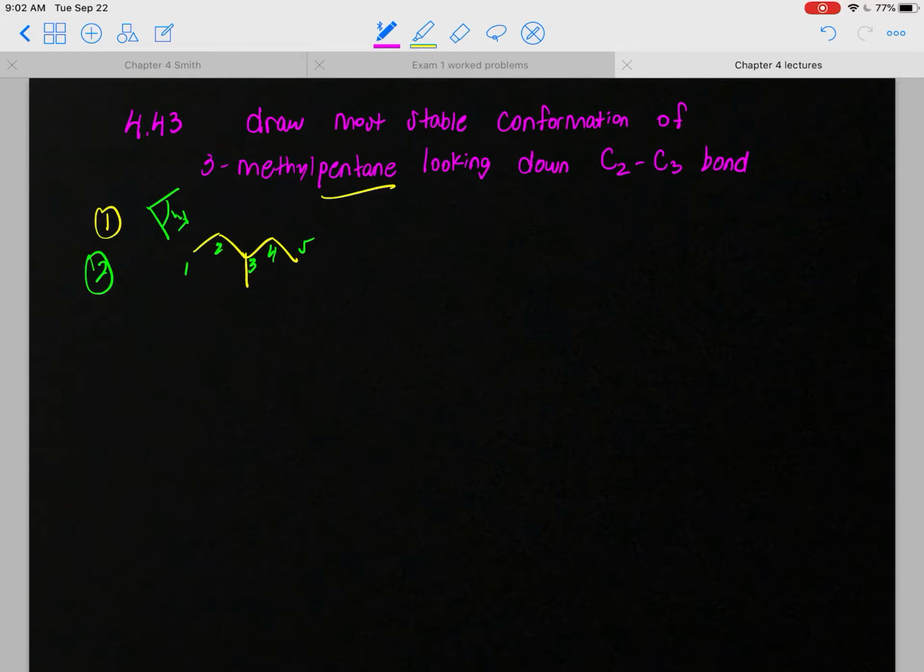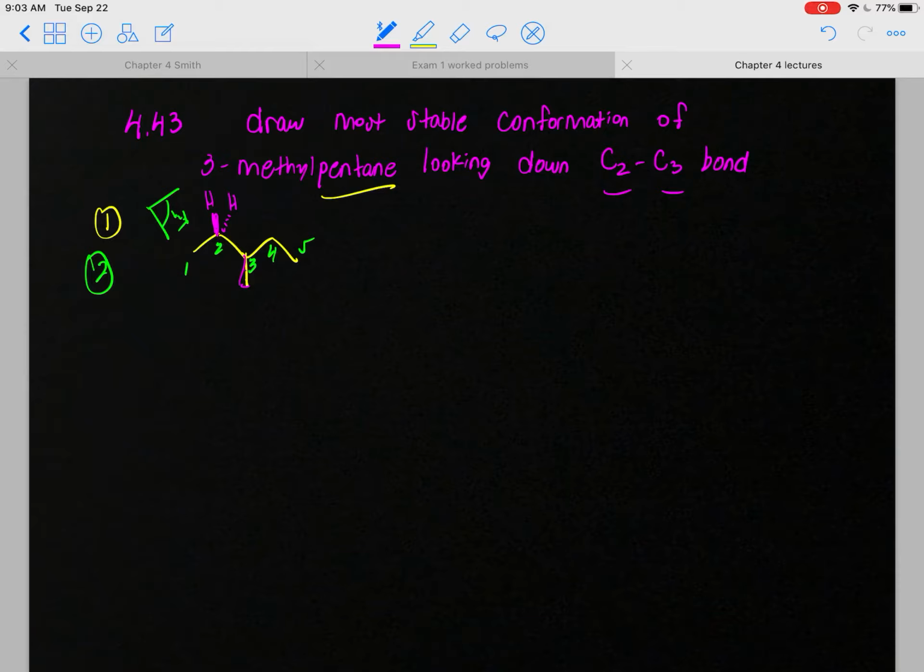Step three is to add wedges and dashes to carbon-2 and carbon-3, those two carbons that we're interested in. Carbon-2 has two hydrogens that are not drawn, so we want to draw a wedge and a dash. And carbon-3 has this methyl group there. So we want to position that using a wedge or a dash since it's just drawn as a line. And it doesn't matter which way we do that. When you get to the next chapter, stereochemistry, you'll see that this molecule is achiral, and either way is equivalent.